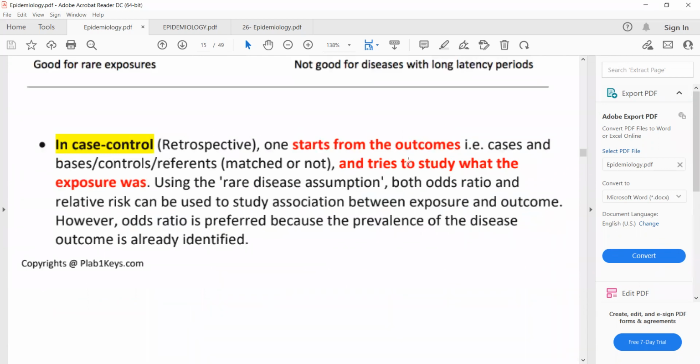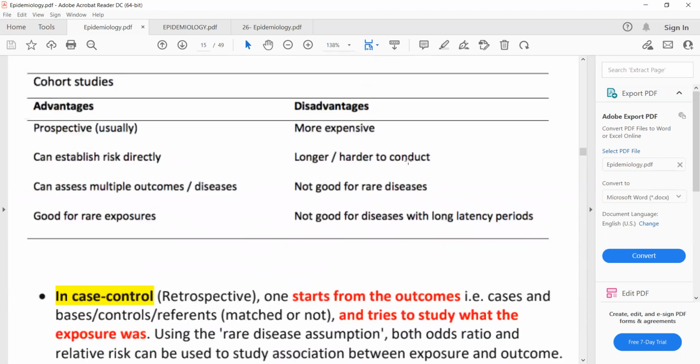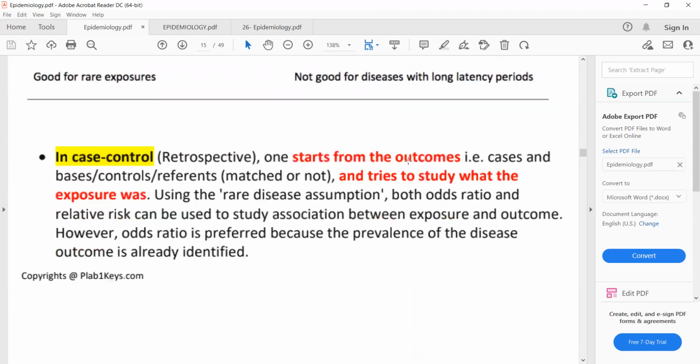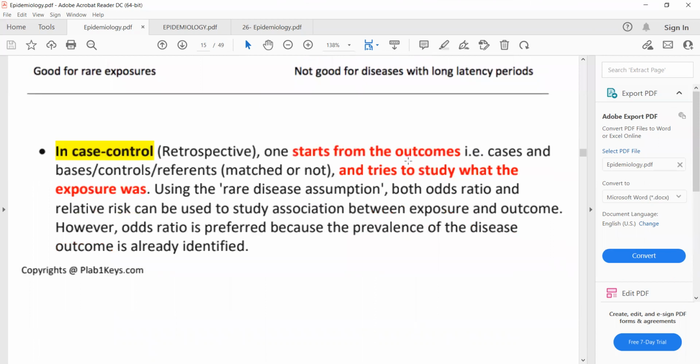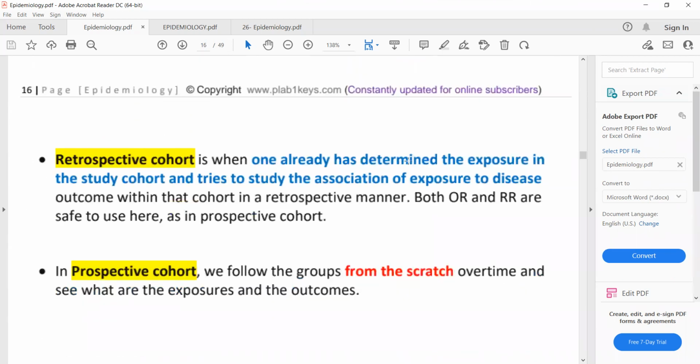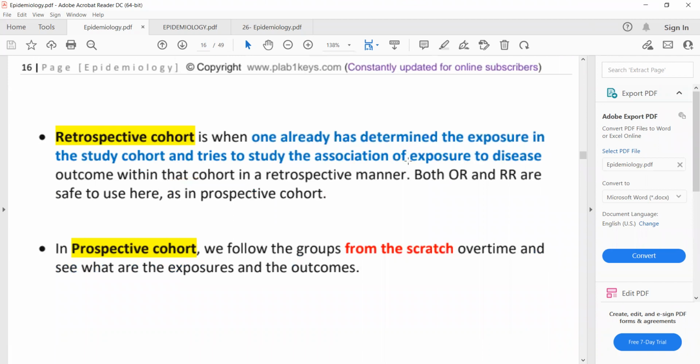So the odds ratio is used for retrospective studies. Odds ratio is for case-control studies and risk ratio is for retrospective cohort studies. Odds ratio is the odds of someone getting a disease. For example, if we have 10 patients, and out of 10, 4 or 5 got the disease and 5 did not get the disease.